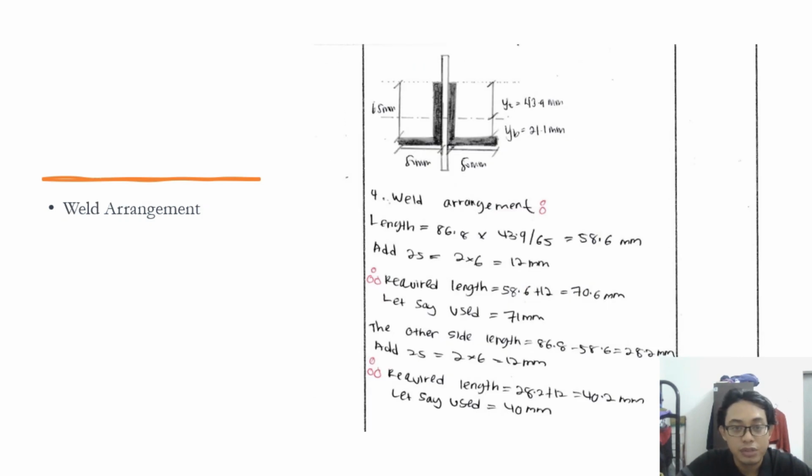For the weld arrangement, as we can see here, the length of the weld is 58.6 millimeters. We have to add 2 times 6, which becomes 12 millimeters. The required length is 70.6 mm, so we use 71 mm. The other side length is 28.2 mm. Adding 2 times 6 mm, the required length is 40.2 mm, and we use 40 mm.